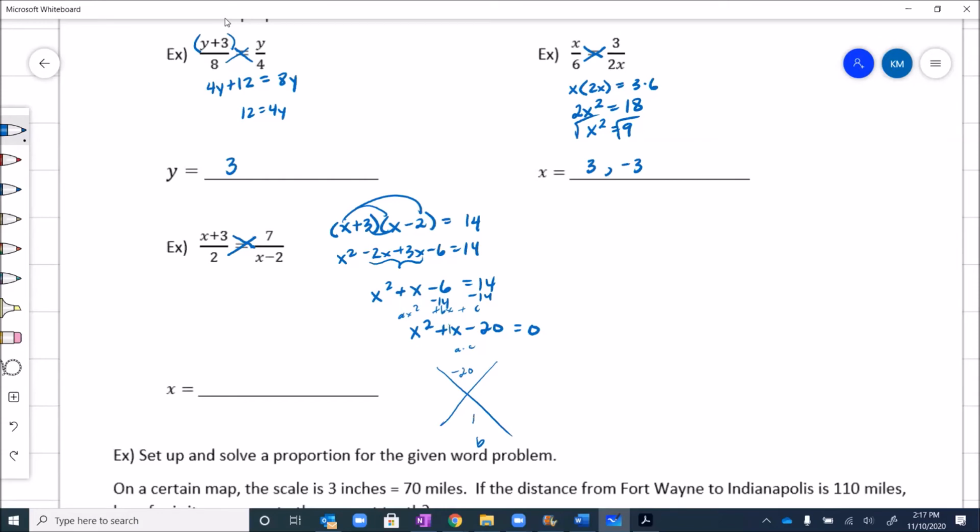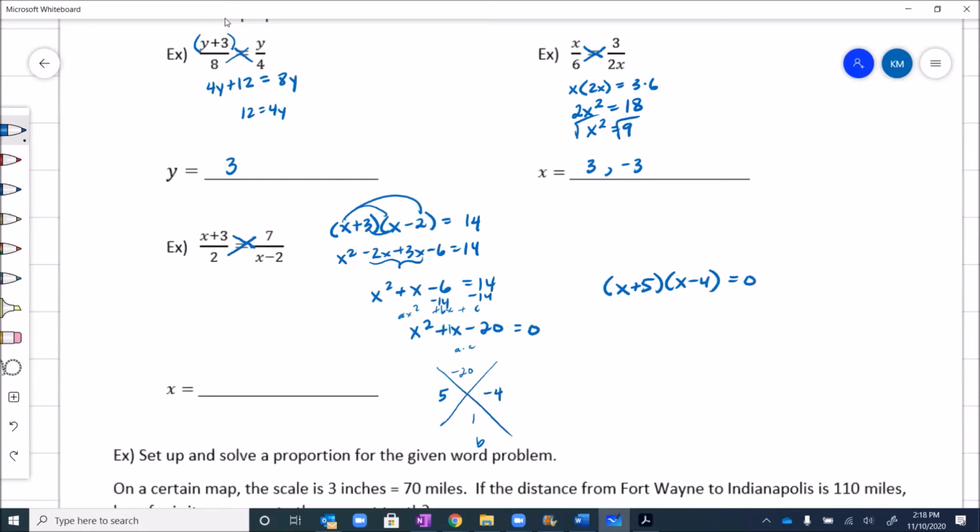Okay, I can think of those numbers pretty quick, and that's 5 and negative 4. 5 times negative 4 gives me negative 20. 5 plus negative 4 gives me 1. So these are our two numbers that work. And so I can factor this quadratic into x plus 5 times x minus 4 equals 0. So now this left side is changed into these two factors.